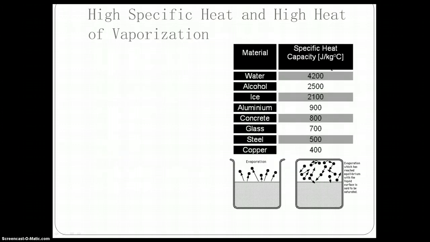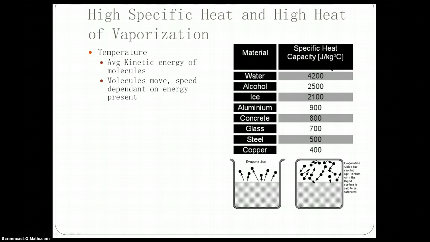Next up on our hit list of properties is water's high specific heat and high heat of vaporization. So let's talk about this. Before we get into this, we have to talk a little bit about what temperature means. When you say, oh, it's 50 degrees Fahrenheit out, that means something. It's cold, or it's hot. But what does it mean? Well, temperature, depending on the unit, Fahrenheit, Celsius, Kelvin, is actually the measure of the average kinetic energy of the molecules in the system.